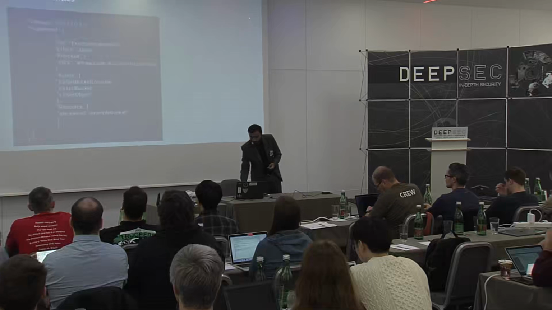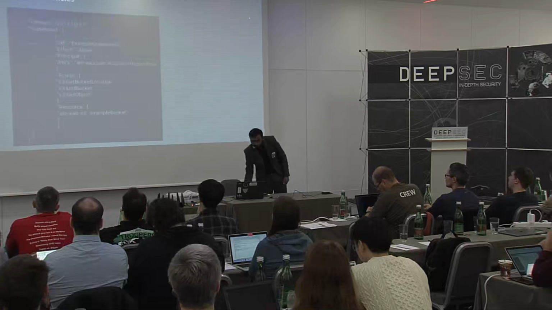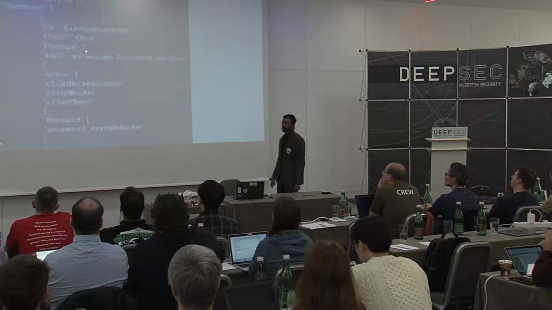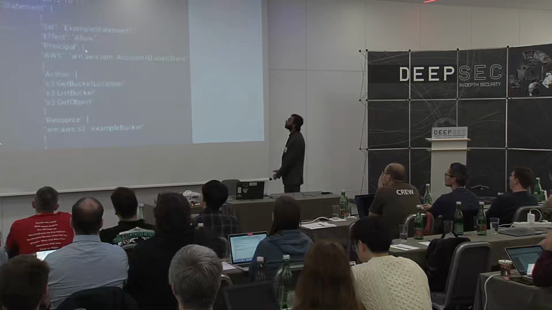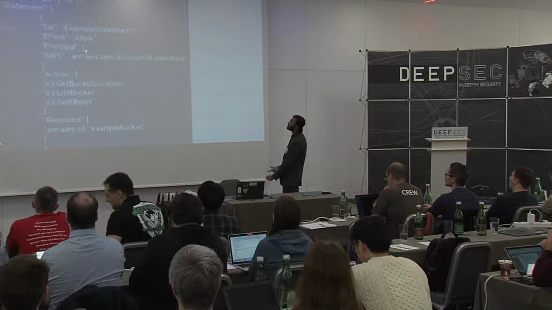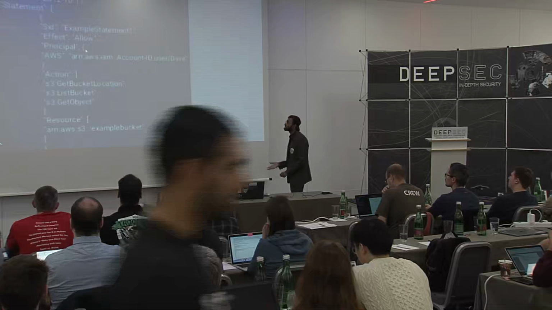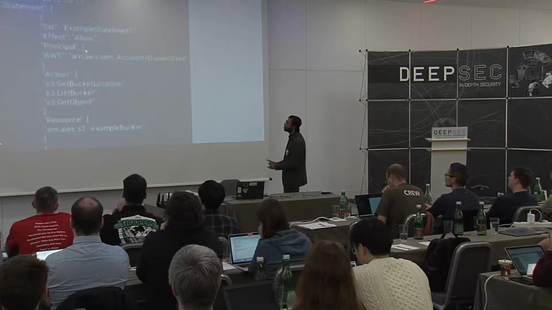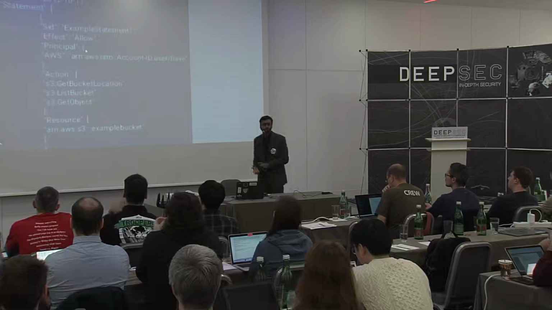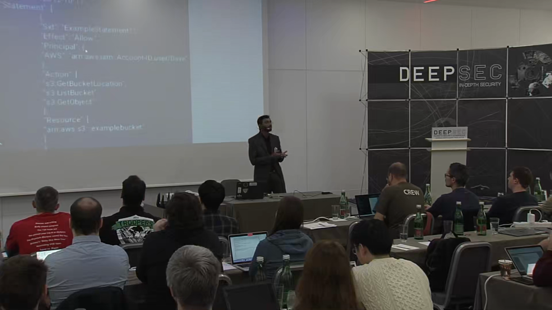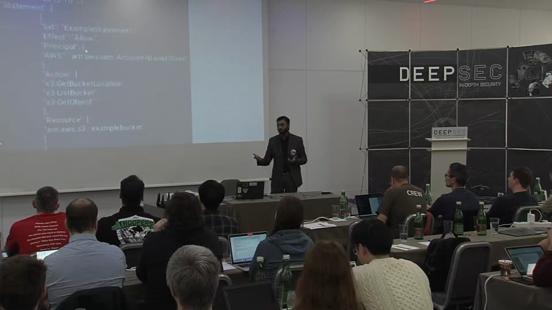So by default, a policy looks something like this. And if you see the principal, which is a user, Dave in this case, then we have some of the actions like get, list, get bucket location, list bucket, and get object. And then we have a resource like example bucket, for which we are setting these policies.